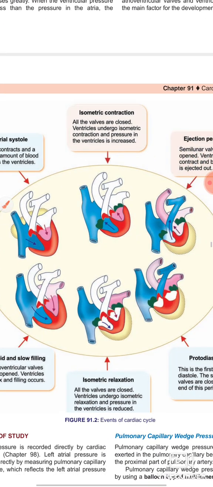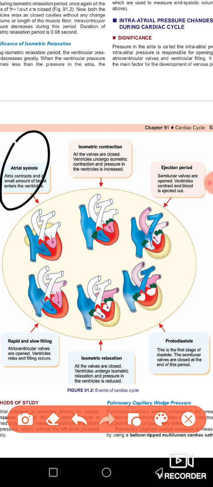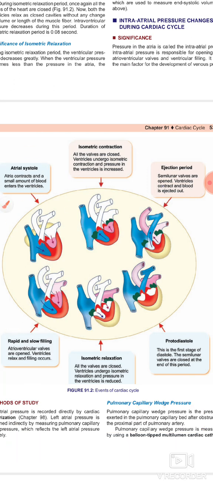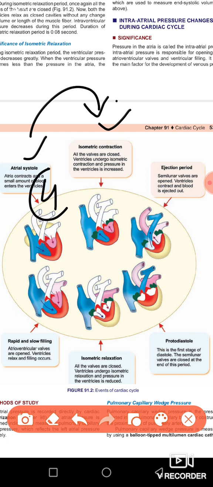This is the diagram of arterial pressure. First you see that in this part the arterial systole occurs, where the atria contract and a small amount of blood enters the ventricles. Then this is the part of ventricular systole. After arterial systole there is ventricular systole. In the arterial systole the fourth sound of the heart is produced.